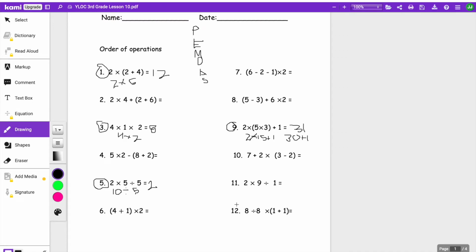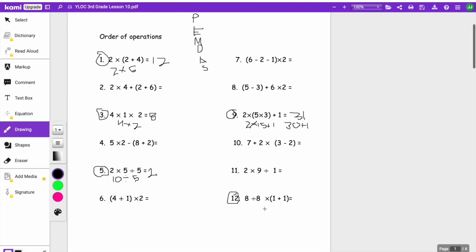And we'll do one more. We'll do number 12. So basically, first, look for parentheses. In parentheses, it's 1 plus 1. So now you have 8 divided by 8 times 2. Because 1 plus 1 is 2, and that's in parentheses.